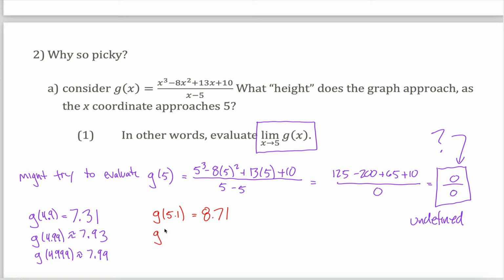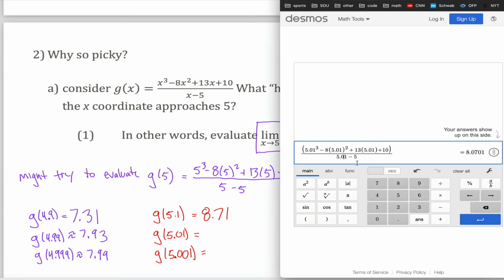We could look at g of 5.01 and g of 5.001 to better understand what this height is approaching as x approaches 5. When we put 5.01 in, it looks like the output is about 8.07. And when we put in 5.001, the output is about 8.01 if I round to 2 decimal places.